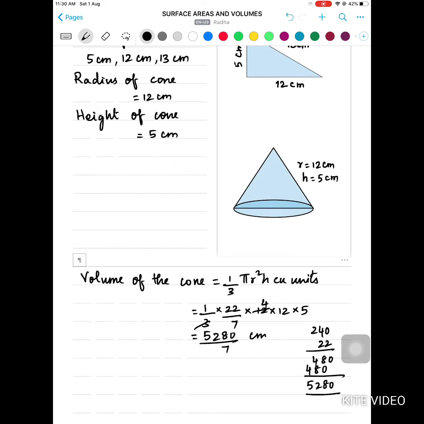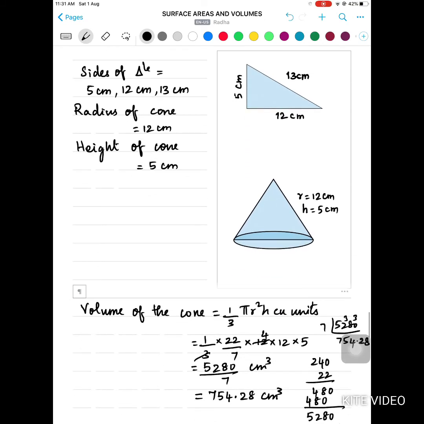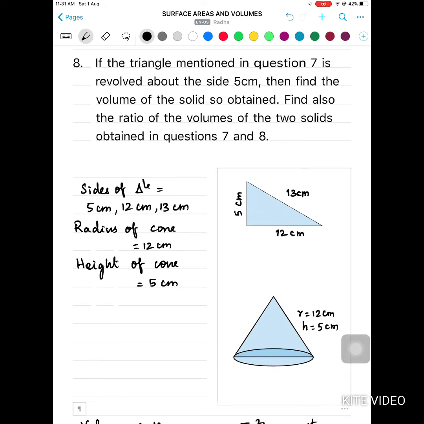So it is 5280 by 7 centimeter cube, or you can even divide 5280 by 7. So 7 7s are 49, 7 5s are 35, 7 4s are 28, 20, 7 2s are 14, 60. So 8, it keeps going. So I will stop with 2 decimal places. So I get 754.28 centimeter cube. So they asked you the volume of the solid so obtained. So that we found as 754.28 centimeter cube.